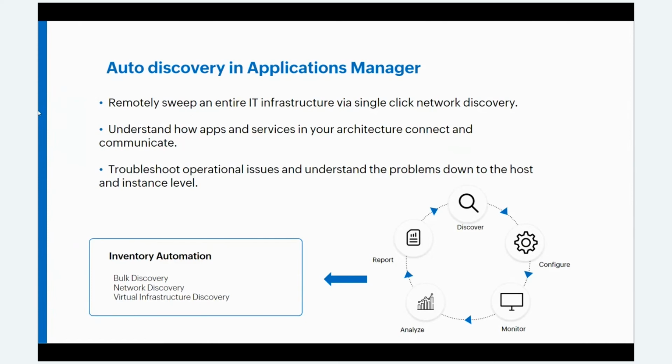So here's a flowchart that represents this entire process. Applications Manager will first discover your resources, and then it will be configured and added as monitors in the tool, which will then collect data. And this data can be analyzed and made into reports, which will help you take informed decisions. So now let's see how Applications Manager helps you discover the components in your infrastructure.